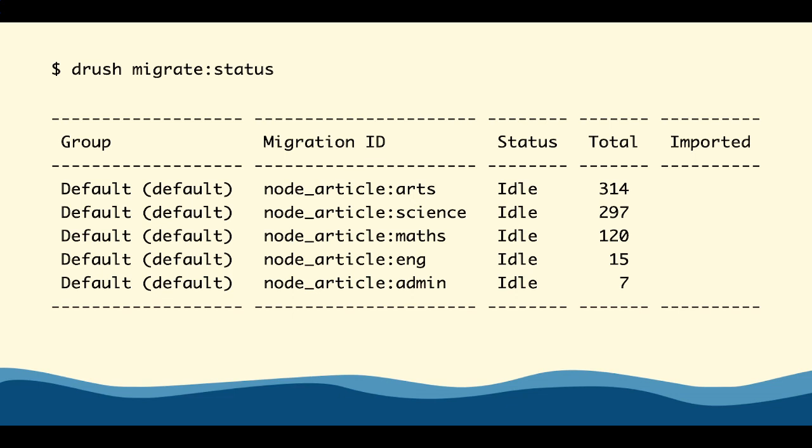Here are some faculties. This is pulling in articles for each different faculty. And these are, on the screen here, we've got five different migrations. Each one is an individual migration, just like a non-derivative one. They've got individual queries that they run on the database, different amounts of totals. We can import one of these, we can import all of them, we can roll them back. They're just the same as non-derivative migrations.